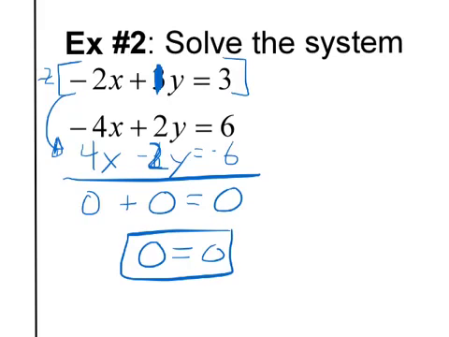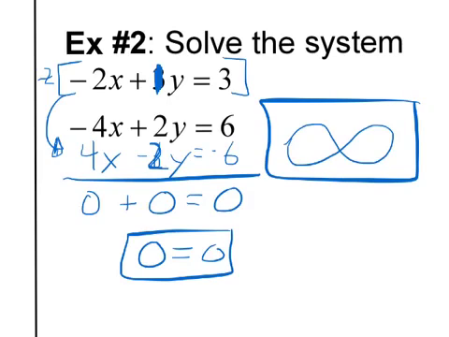Is that a solution? Is that an x equals something or a y equals something? No, it's not. So I don't know what x equals, I don't know what y equals, but that's because there's infinite solutions. Because I could plug in any number for x, and there's going to be a solution for y for that situation. So this is an infinite solution situation.